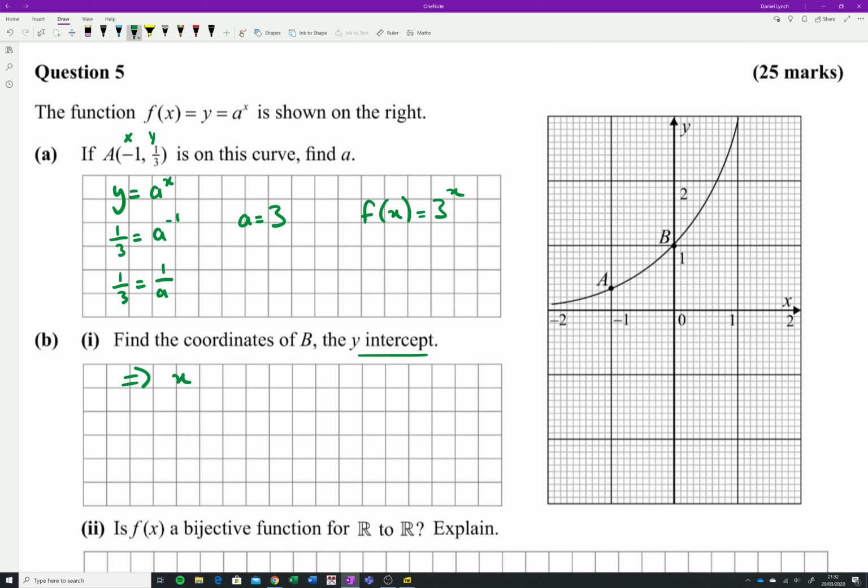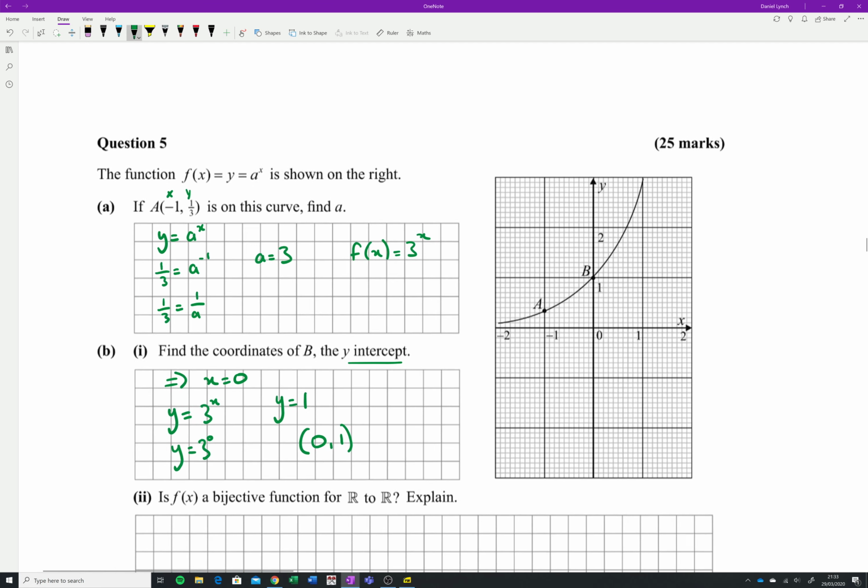So we have that y, or f of x, is 3 to the power of x, but we're told that x is 0. So y is going to be 3 to the power of 0. So y is going to be 1. Find the coordinates: x value 0, y value 1. I mean, it kind of looked like that anyway. As they put it maybe slightly off, just to try and make you think maybe it's 1 point something or something along those lines.